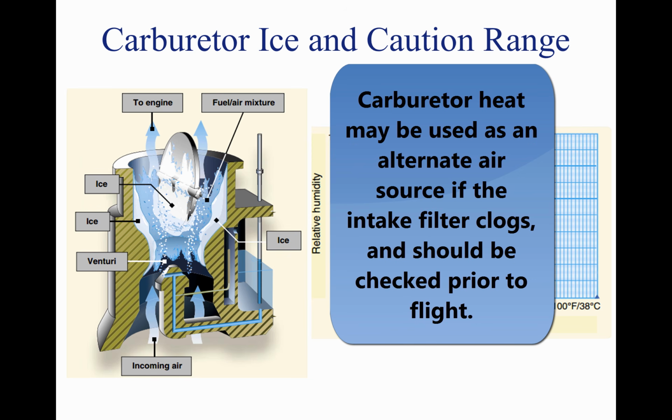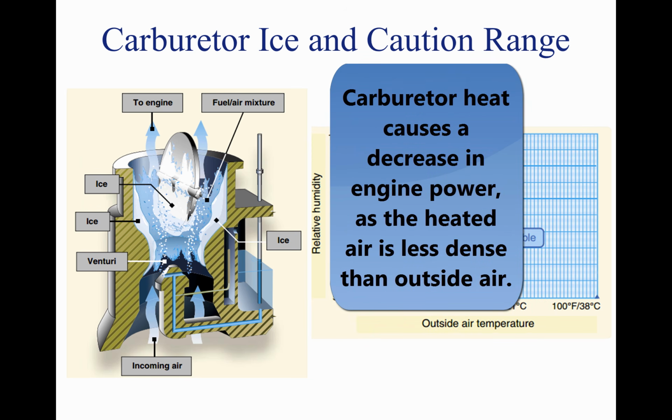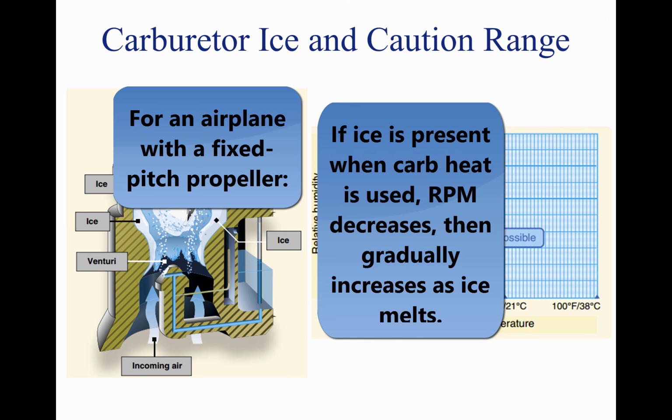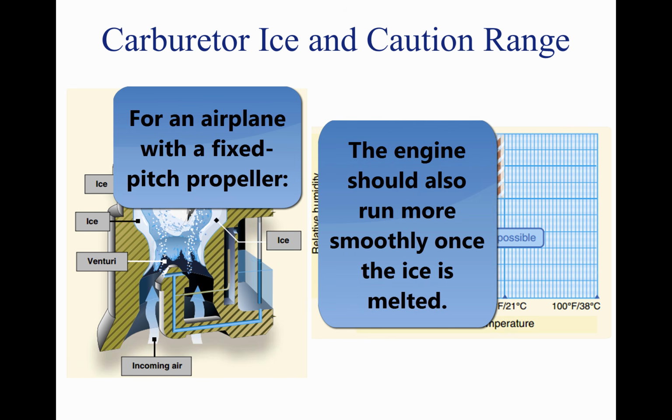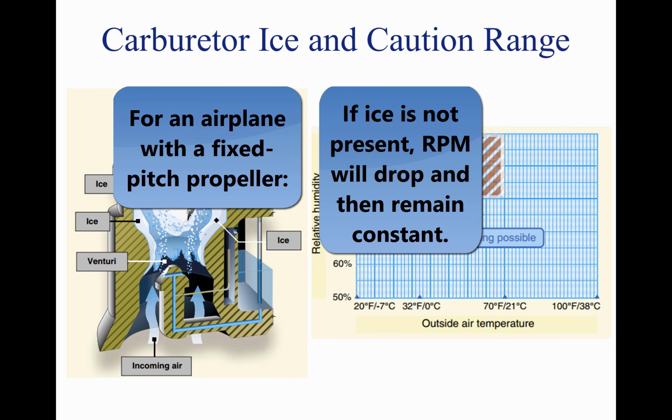The use of carburetor heat causes a decrease in engine power, sometimes up to 15%, because the heated air is less dense than the outside air that had been entering the engine. This enriches the mixture. When ice is present in an aircraft with a fixed-pitch propeller and carburetor heat is being used, there is a decrease in RPM, followed by a gradual increase in RPM as the ice melts. The engine also should run more smoothly after the ice has been removed. If ice is not present, the RPM will decrease and then remain constant.